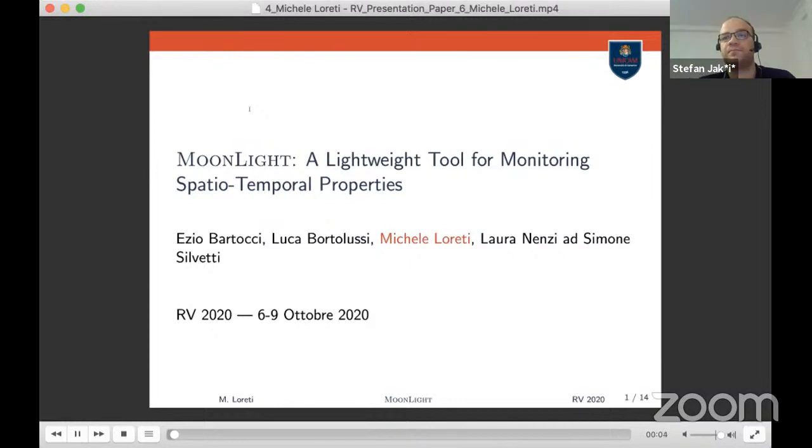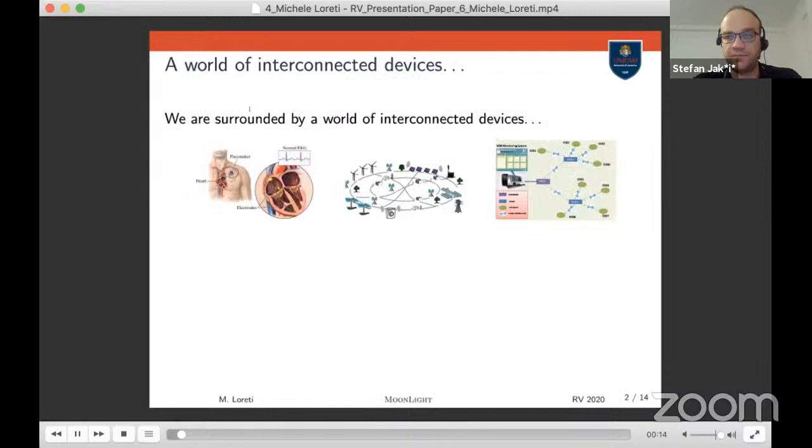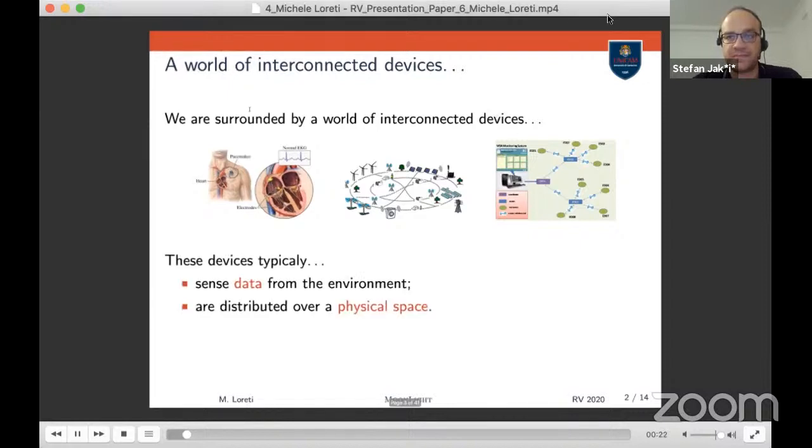Hello, my name is Michele Loreti, and in this talk I will present to you Moonlight, a lightweight tool for monitoring spatial-temporal properties. In our life, we are surrounded by a huge amount of interconnected devices. These devices sense data from the environment and are distributed over a physical space. A number of applications and systems have been developed to use these devices in order to reach complex goals.